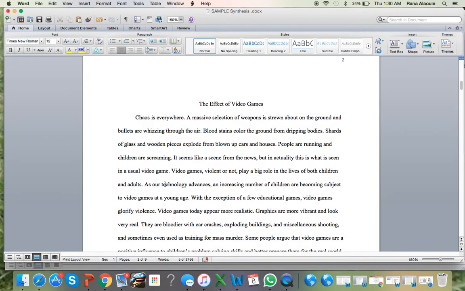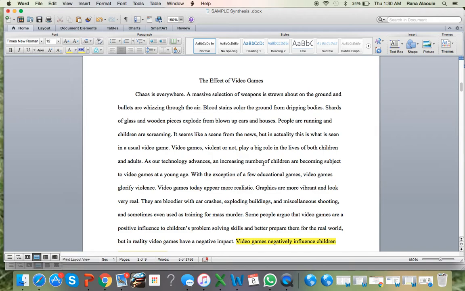Video games, violent or not, play a big role in the lives of both children and adults. As our technology advances, an increasing number of children are becoming subject to video games at a young age. With the exception of a few educational games, video games glorify violence. Video games today appear more realistic. Graphics are more vibrant and look very real. They are bloodier with car crashes, exploding buildings, and miscellaneous shootings, and sometimes even used as training for mass murder.